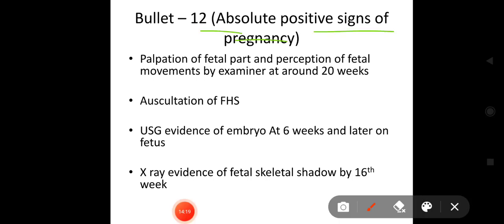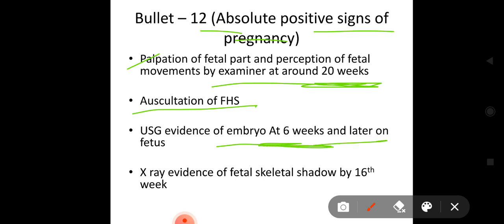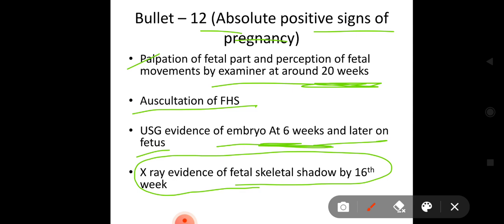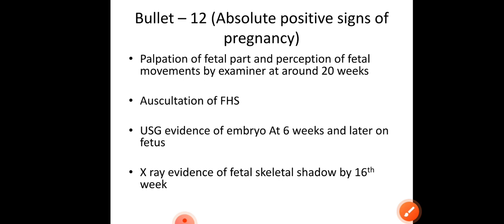Absolute positive signs of pregnancy. Which are the absolute positive signs of pregnancy? Palpation of fetal part and perception of fetal movement by the examiner around 20 weeks. Auscultation of fetal heart sound. USG evidence of embryo at 6 weeks and later on fetus. X-ray evidence of fetal skeletal shadow by 16 weeks. So this can be asked: X-ray evidence of fetal skeletal shadow is an absolute positive sign of pregnancy after how many weeks of gestation? So after 16 weeks.